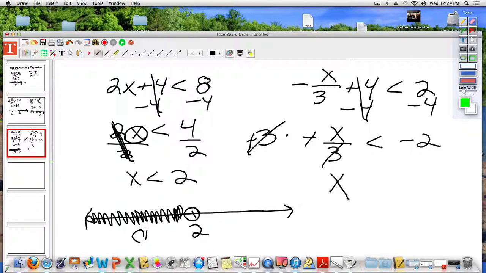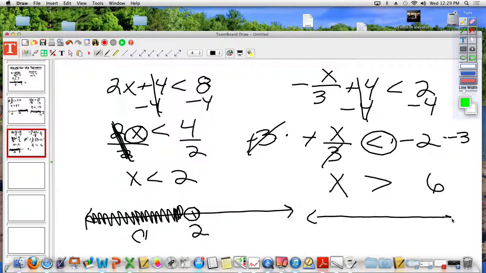I multiplied the left by -3, which means I have to multiply the right by -3. -2 times -3 is +6, but I also have to switch the sign. So x is going to be greater than 6. When you graph it, you go to 6, you put an open circle, and you shade everything to the right. Everything bigger than 6. You ready to try some?